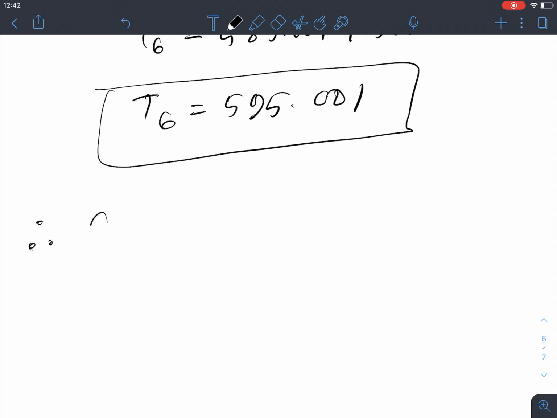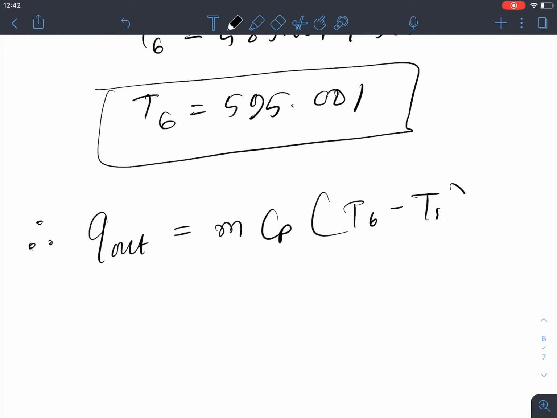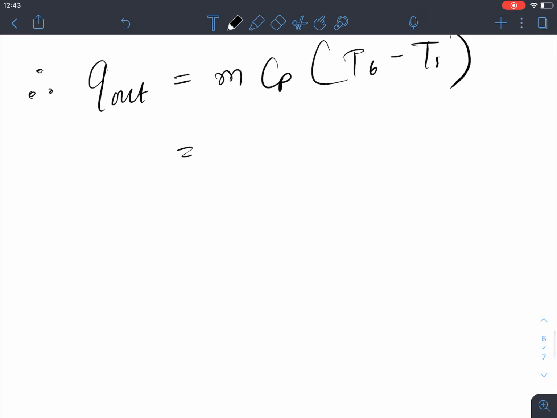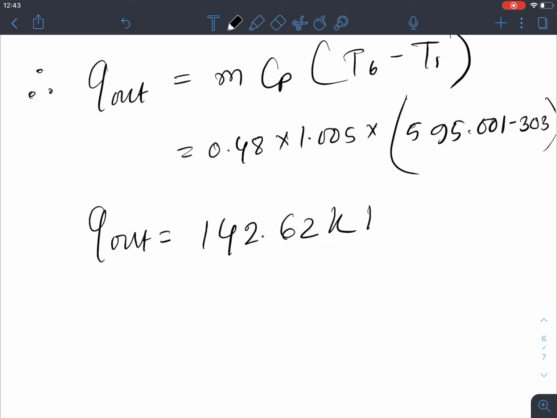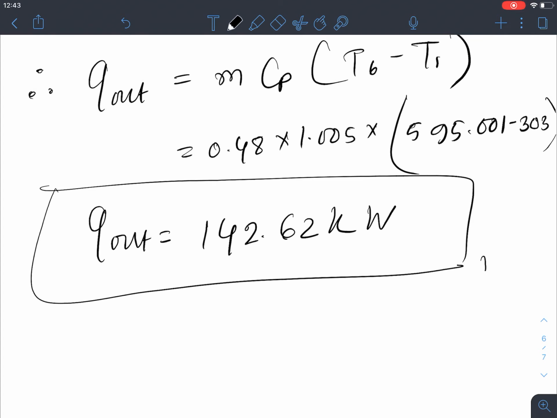Now just plug in the values. Q out equals mass, 0.48. Let me write the formula one more time: mass times Cp times T6 minus T1, so 0.48 times 1.005 times 595.001 minus 303. So the Q out is 52.62 kilowatt. So that's the answer for this cycle.